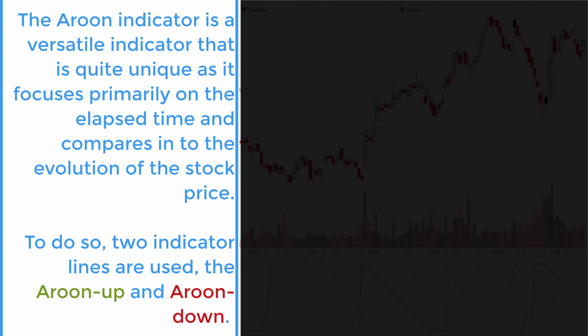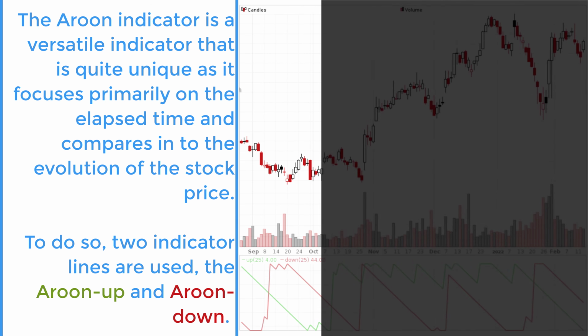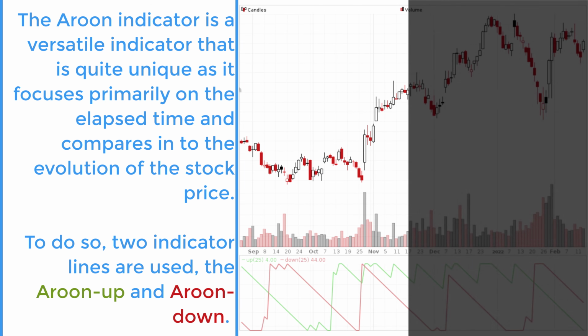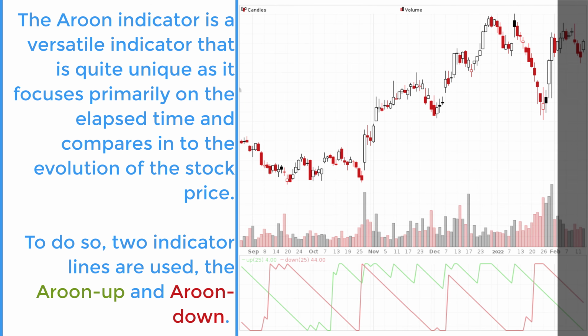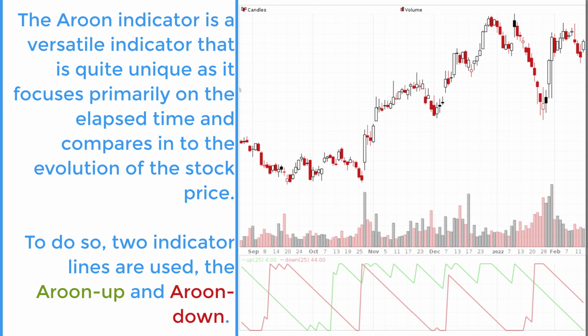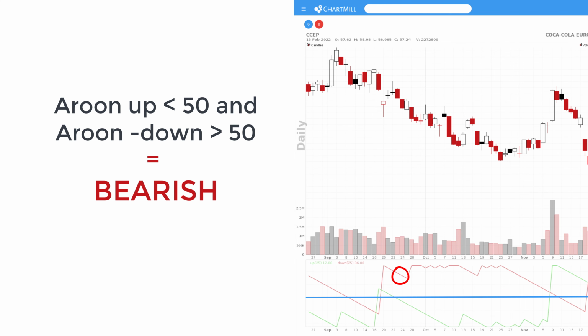The Aroon indicator is a versatile indicator that is quite unique as it focuses primarily on the elapsed time and compares it to the evolution of the stock price. To do so, two indicator lines are used, the Aroon up and Aroon down line. An Aroon up above 50 and Aroon down below 50 presents a bullish picture. An Aroon down above 50 and Aroon up below 50 is bearish.